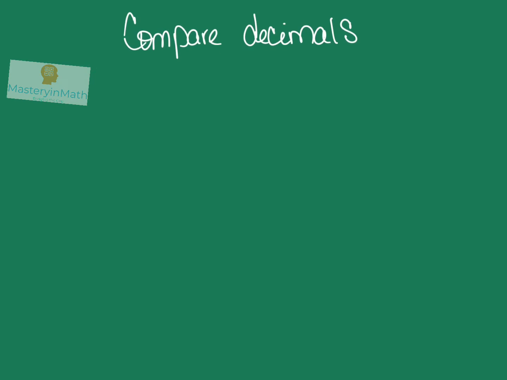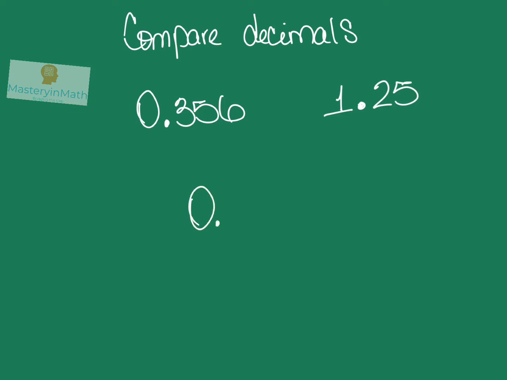In a previous video, we said that we are going to compare decimals without using the place value chart. So here we have it. The way we will say this number on the screen is 356 thousandths, because if you remember, the 6 is in the thousandths place. And then we are going to compare it to 1 and 25 hundredths.